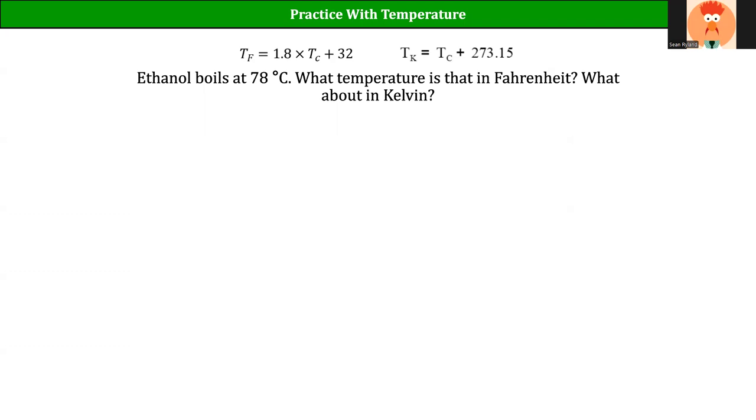So what do we do first? I guess we can plug in Celsius. Temperature in Fahrenheit equals 1.8 times 78 plus 32. How do we do this as far as knowing where to round? I know you can all plug that into your calculator and get an answer. But that's not the hard part, right? The hard part is knowing where to round. So how do we go about doing that?